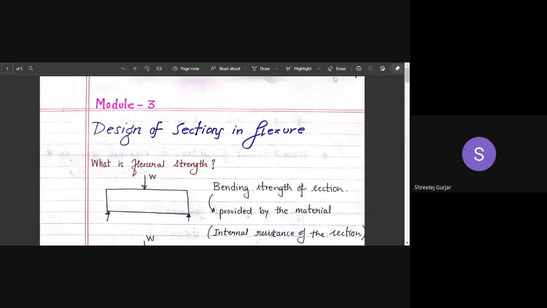Okay, welcome back, students. In this session, we will be looking into your third module, that is design of sections in Flexure. We'll be designing your PSC members in Flexure. So, I hope you know what we mean by Flexure. What do you mean by this Flexure? What forces are included in Flexure?